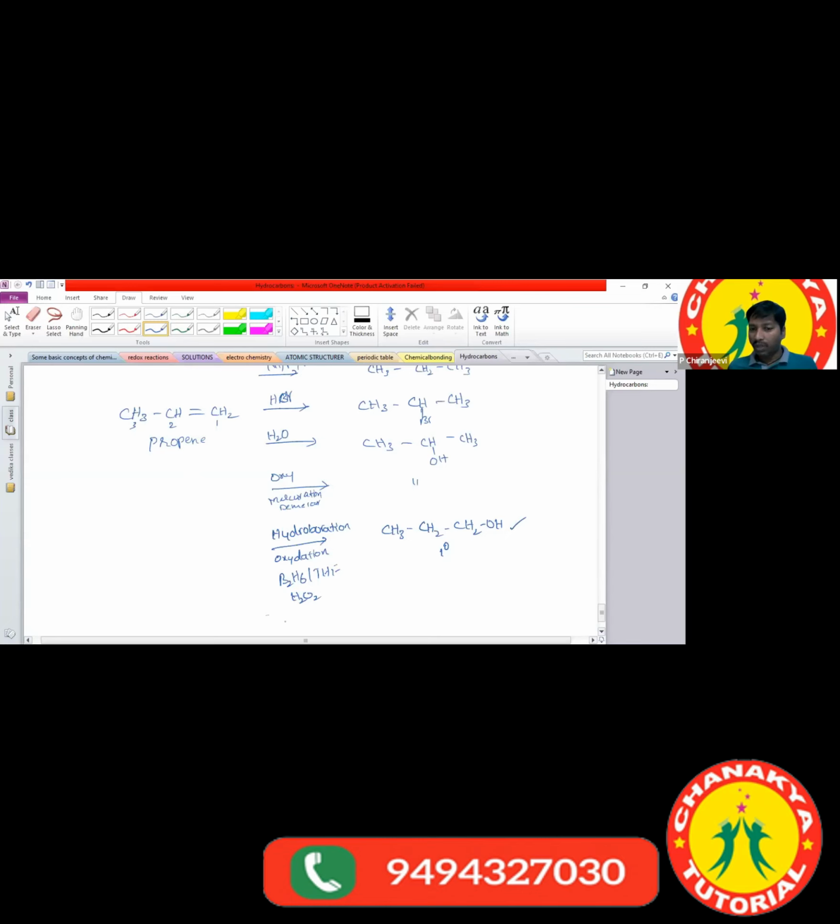Not only this, one more addition reaction is the addition of hydrogen bromide in the presence of peroxides, either hydrogen peroxide, benzoyl peroxide, or acetyl peroxide. In the presence of any peroxide, it is converted into the primary alkyl halide, CH3-CH2-CH2-Br. Now you got the clarity here.